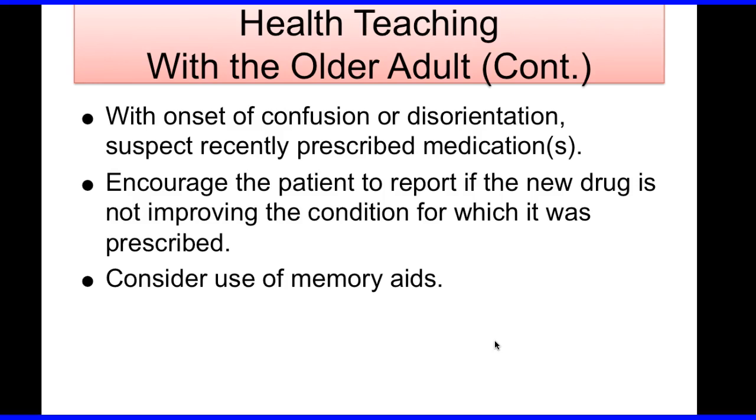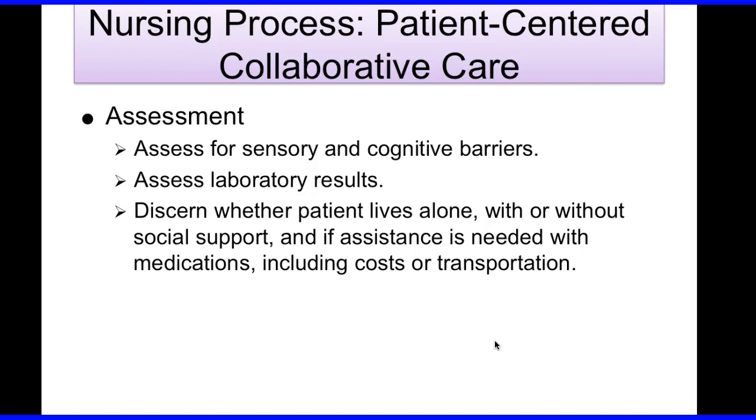We have to make sure to watch for confusion when you prescribe new medications. Try to think of things that they can do to remember their medications, which we'll talk about in a minute. So you're going to do your assessment. It's real important to make sure, as we just talked about, of any sensory or cognitive barriers. Lab results need to be reviewed, especially liver function and kidney function. That's your creatinine. Because remember, the distribution, excretion, and metabolism of the drugs are in the liver and kidneys, right?